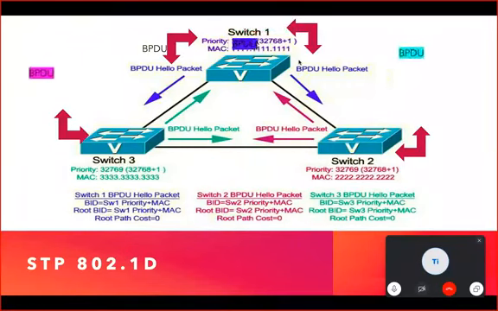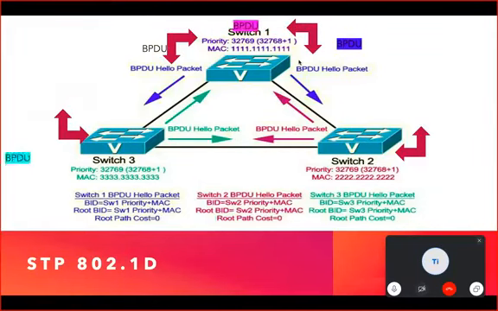So all the switches will send the BPDU because they are trying to find a root switch, root bridge. So once the root bridge is ready, one will become the root bridge, and then the spanning tree protocol will start.